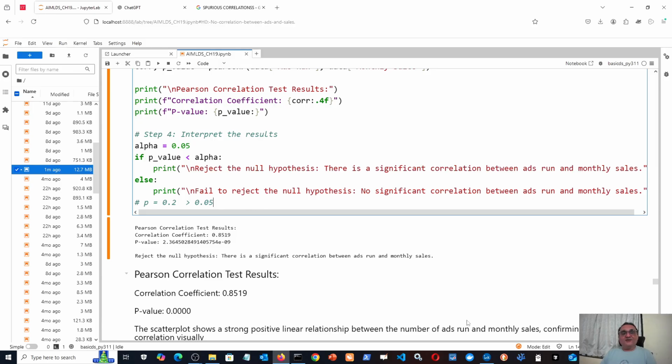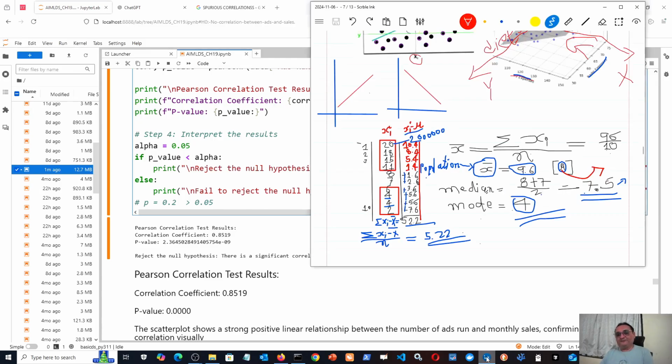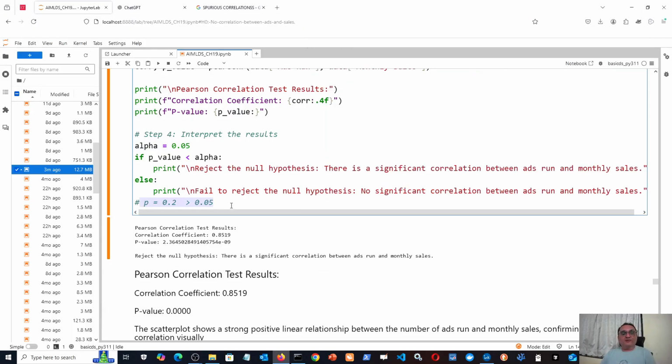So that is one thing I want to say. What I am saying is something this way, that if you get p greater than 0.05, that is p-value greater than alpha, you should write this statement: fail to reject the null hypothesis. That much is fine, fail to reject null hypothesis, and therefore no significant correlation between ads run and monthly sales.